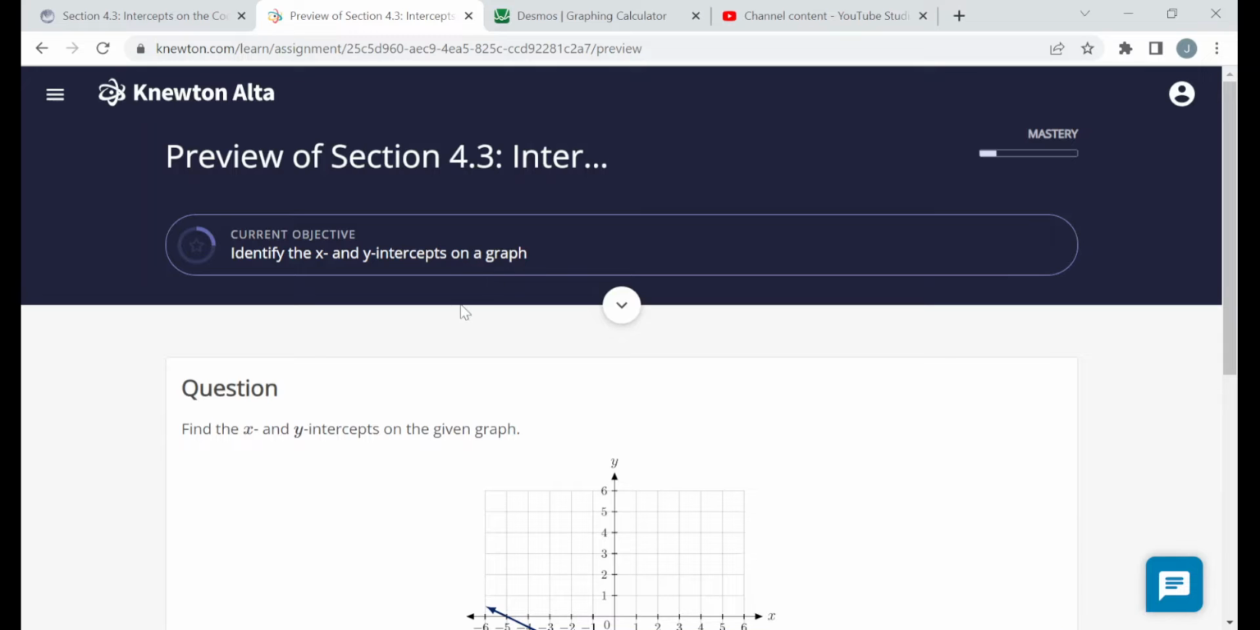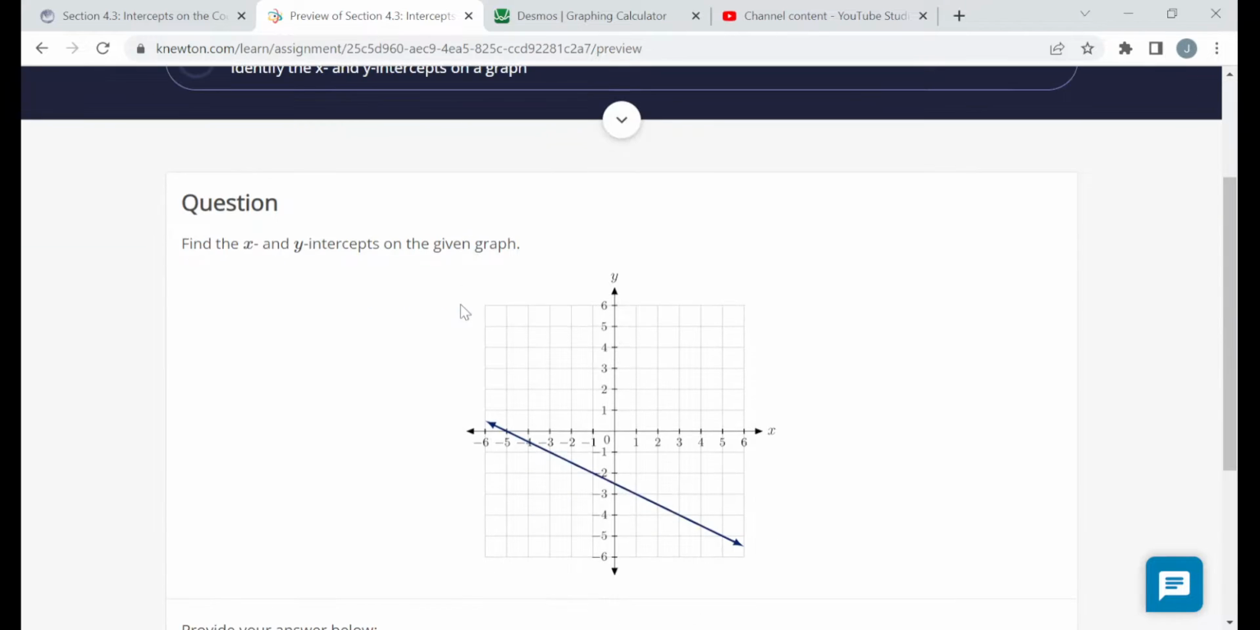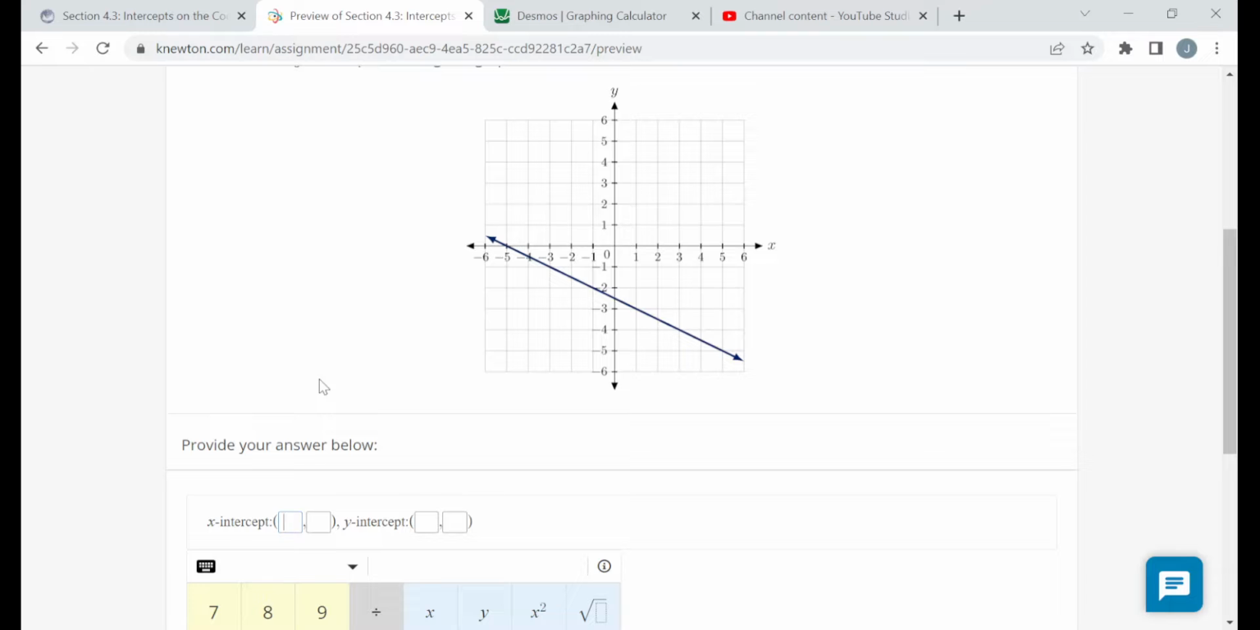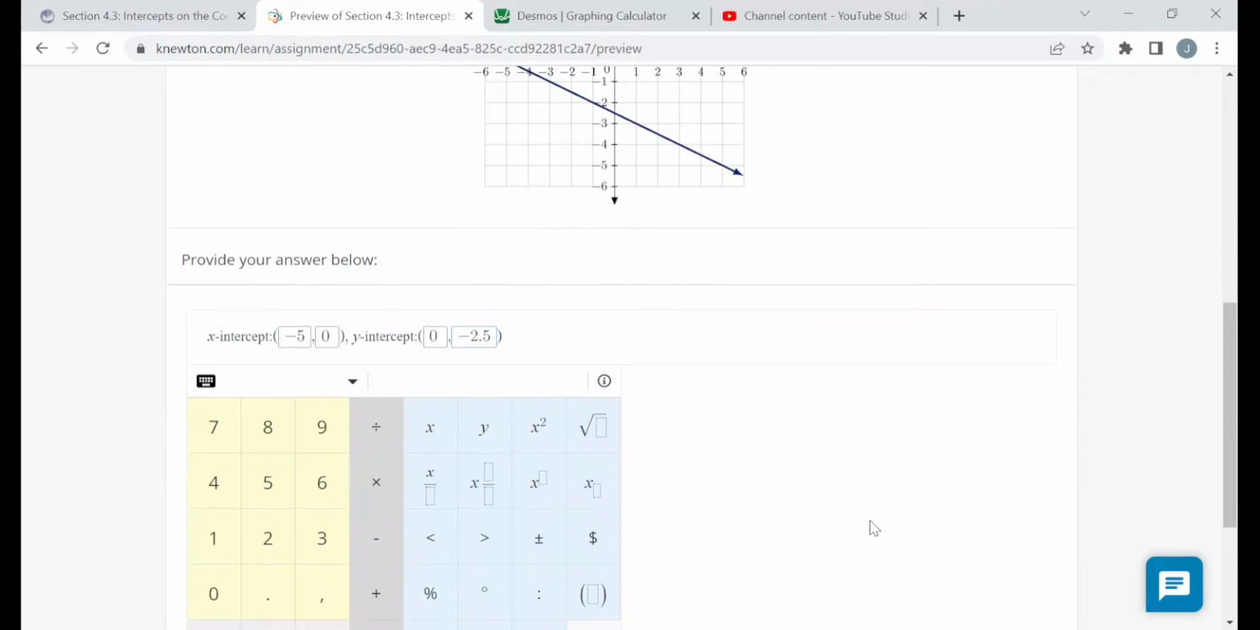Same thing, we're given a graph and asked to simply identify the x and y intercepts. Now it looks like there are some halves here. The x-intercept looks like it's at -5, 0. Alright, -5 for the x, 0 for the y always in x-intercepts. And then the point on the y-axis for this line looks like it's at -2.5. So I'll use 0 for the x-coordinate always for those y-intercepts, and then -2.5 for the y-coordinate.